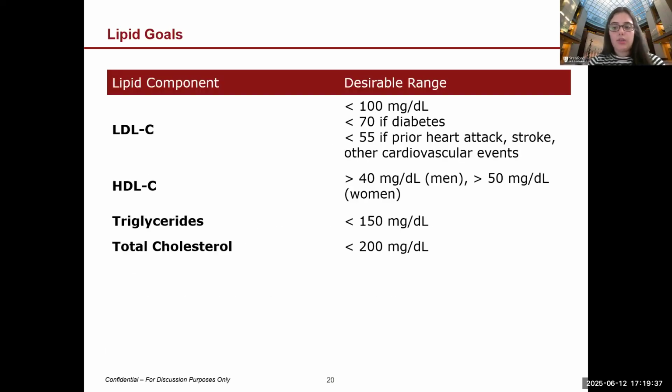And this slide will show you the target cholesterol goals that we aim for, especially in patients with diabetes who are at increased cardiovascular risk. So looking here at the LDL cholesterol, normally we want to have it lower than 100, but if you have diabetes, the goal is to have it less than 70. And then for those who had a previous heart attack, stroke, or other cardiovascular events, we would like it to be less than 55.